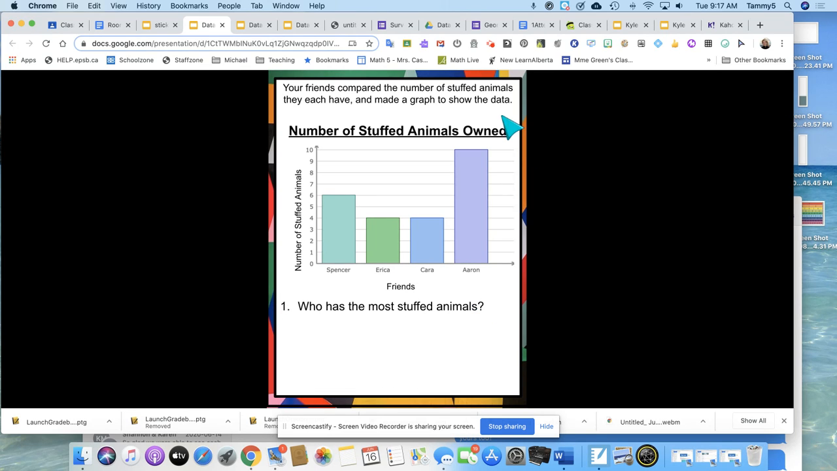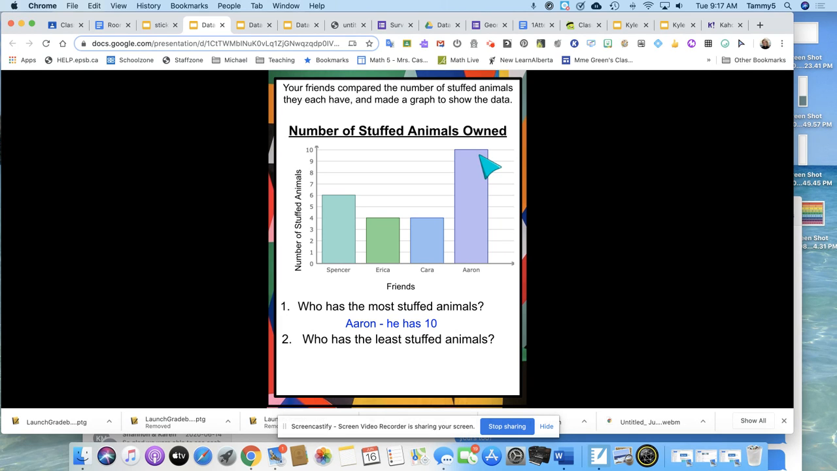Let's do another question. Your friends compared the number of stuffed animals they each have and made a graph to show the data. So here this is really nice. We have number of stuffed animals owned as the title. We've got our friends, 4 friends here, and then the number of stuffed animals that they have along the y-axis. First question says, who has the most stuffed animals? Obviously, it's Aaron at 10 animals.